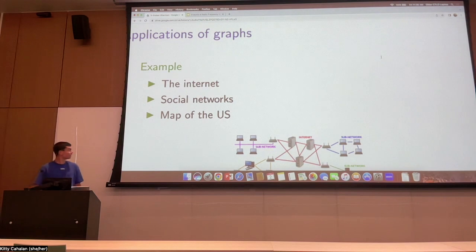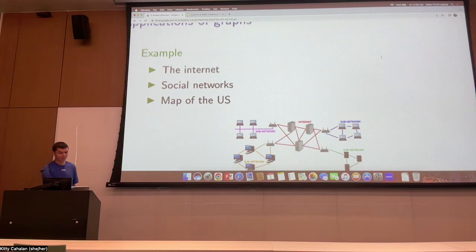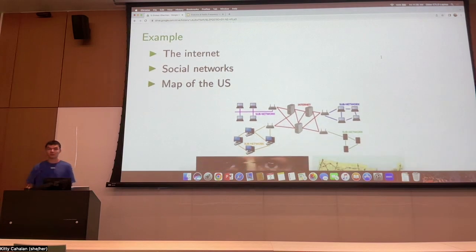Social networks are another example, like Facebook and Instagram. On Facebook and Instagram, people and accounts are the vertices, and if you follow each other or are friends with each other, that's an edge. Also, country maps, like the map of the US, are graphs. The cities would be the vertices, and the roads and highways that connect the cities are edges.